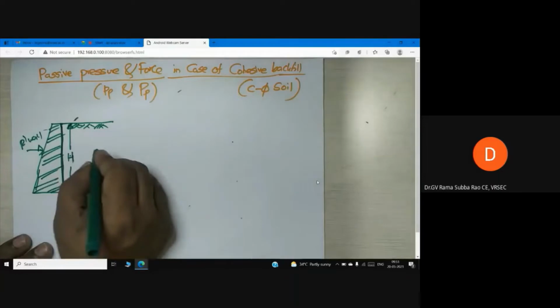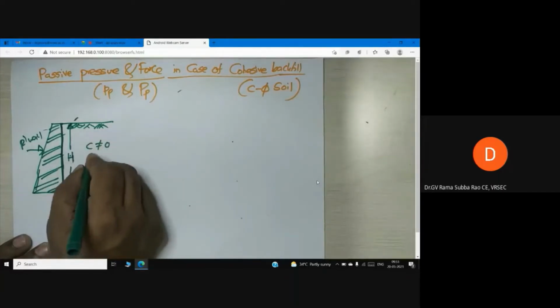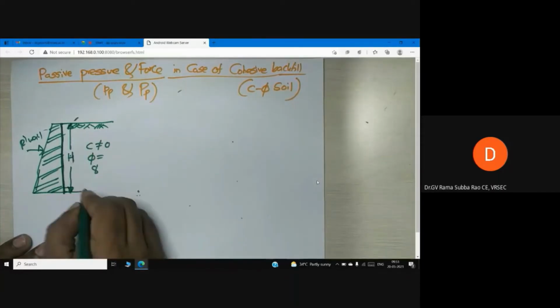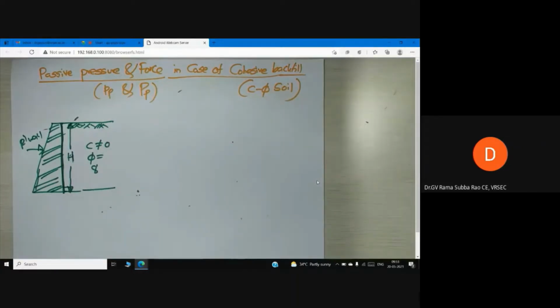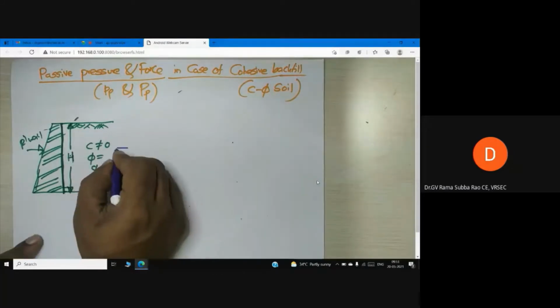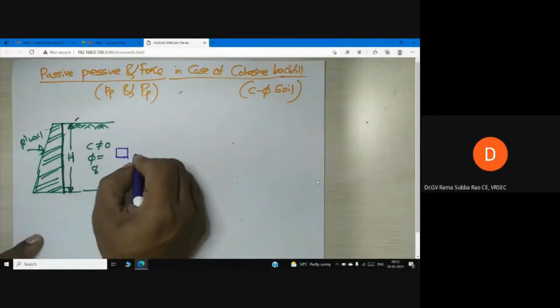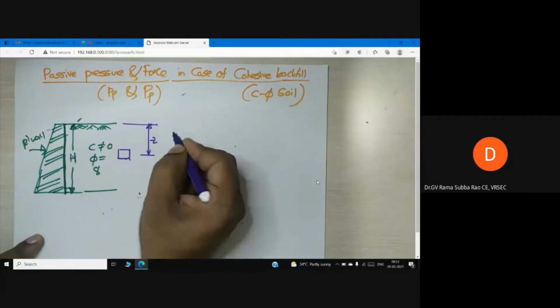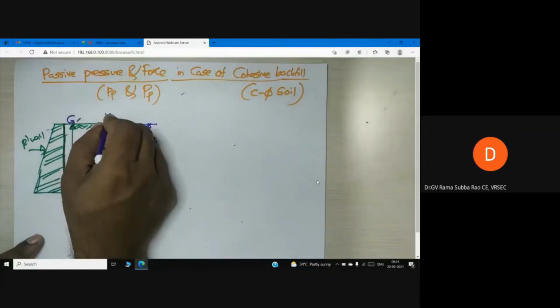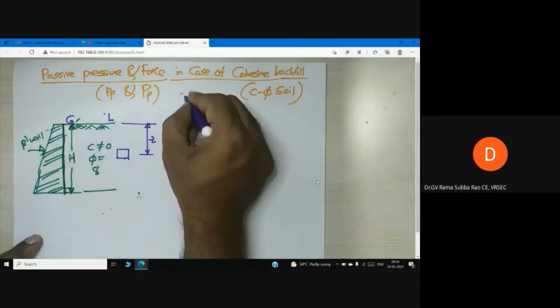Now C not equal to 0. I have phi. I have gamma. Now the thing is, let me tell you. If you see here in the passive case, let me take a small soil element at a depth of Z from the ground surface. This is ground level, which is horizontal. So we are believing Rankine theory.